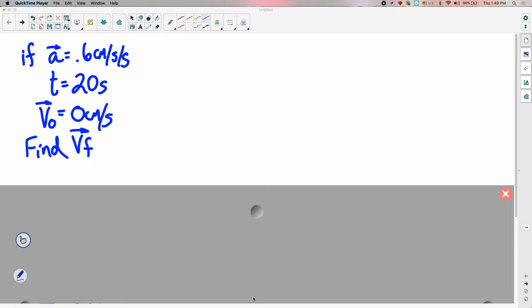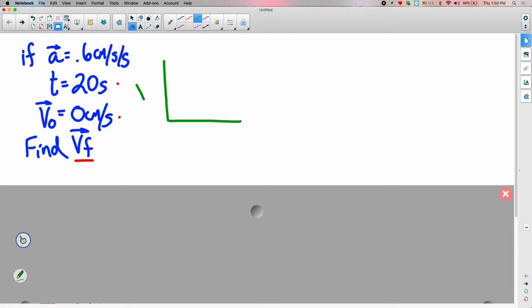data. And we said that we're going to assume that the wheel and axle accelerated at 0.6 centimeters per second, and we're going to allow that to accelerate for 20 seconds, and we're going to assume that it started from rest. So the initial velocity would be 0 centimeters per second, and from that we want to find the final velocity.